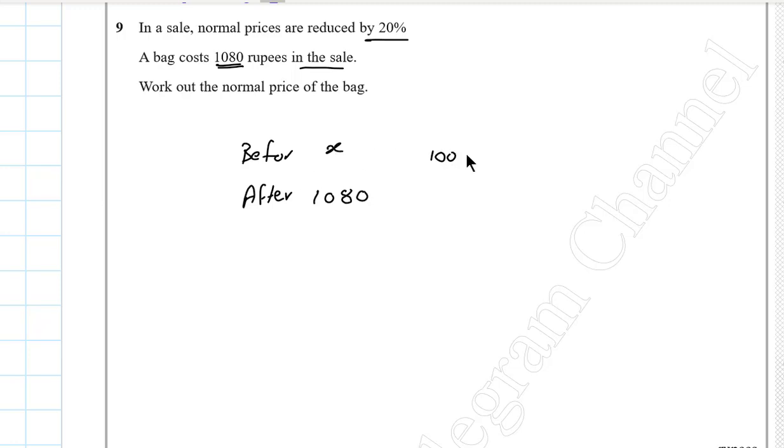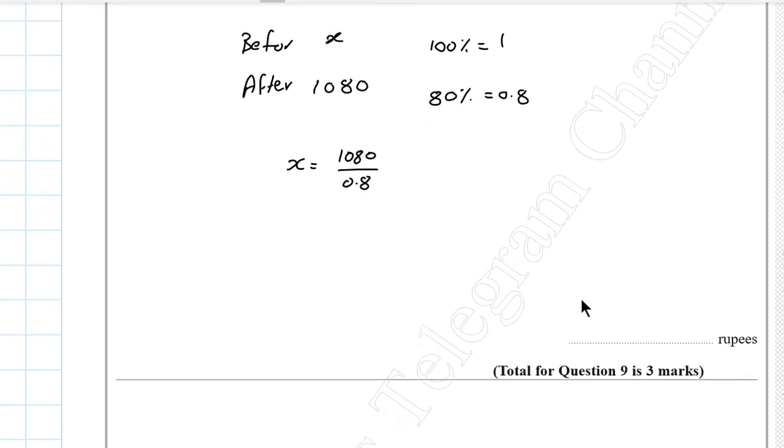So x will represent 100%, which means 1. This number represents just 80% of the 100%, which is 0.8. Okay, so we can say easily that x equals 1080 divided by 0.8, and the answer will be 1350. Okay, 1350. Very good.